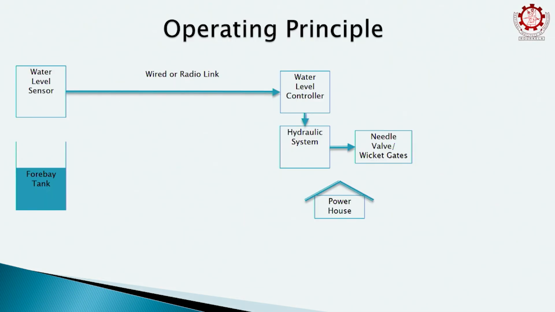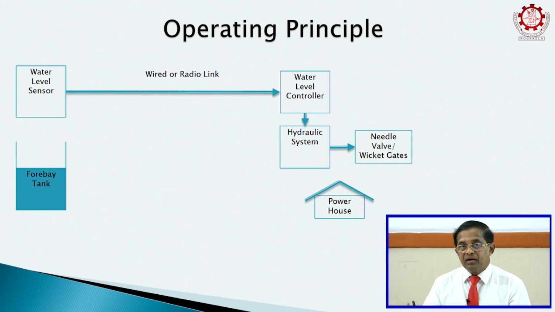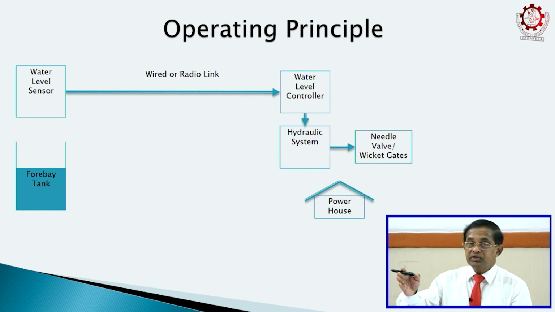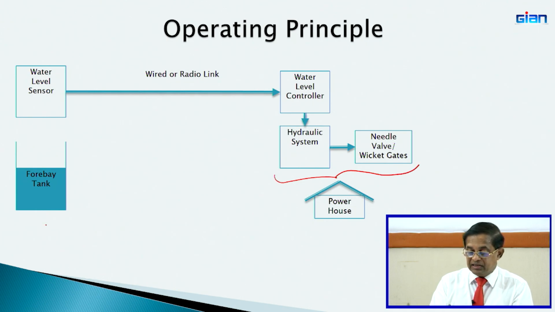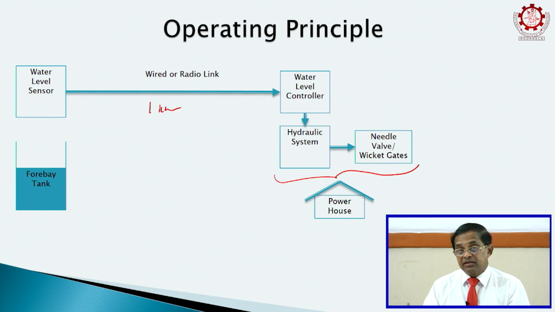Here is a schematic view. You can see the water level sensor in the forebay tank. It is a wired or radio link that comes to a water level controller, and the water level controller will give signals to the hydraulic control system of the nozzle, because nozzles have to be forcefully handled, you need force, therefore you need a hydraulic system to handle it. So, this hydraulic control system will get the pulses from the water level controller and will open and close the needle valve and the wicket gates. This part is in the powerhouse, this is far away, this may be 1 kilometer distance. Usually there is a wired connection.